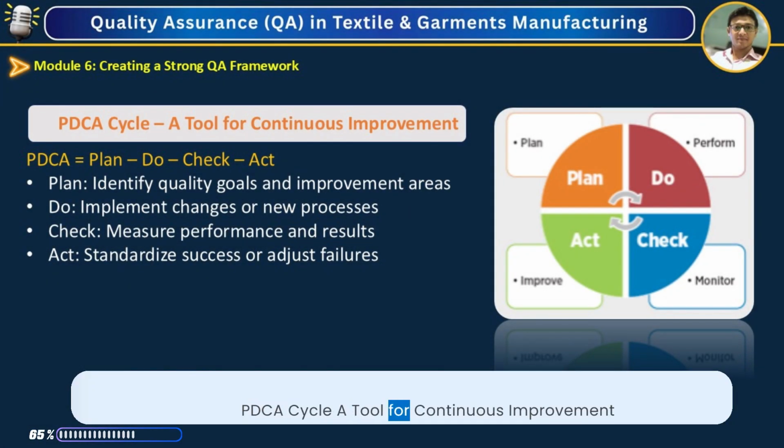PDCA cycle. A tool for continuous improvement. PDCA: Plan, Do, Check, Act. Plan: identify quality goals and improvement areas. Do: implement changes or new processes. Check: measure performance and results. Act: standardize success or adjust failures.